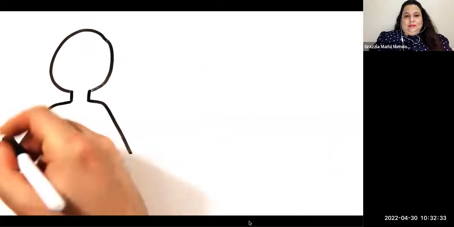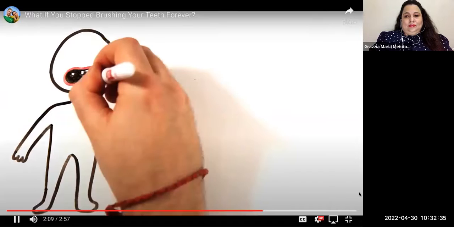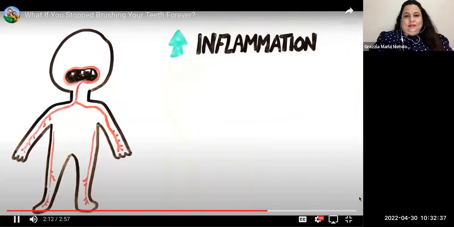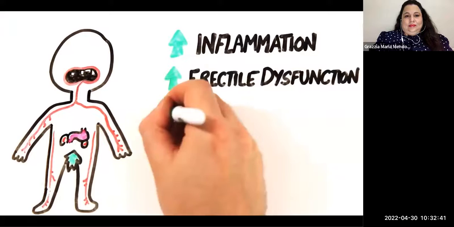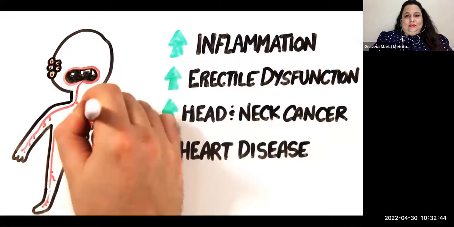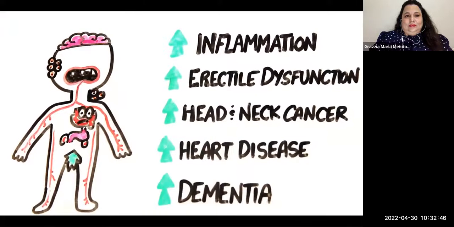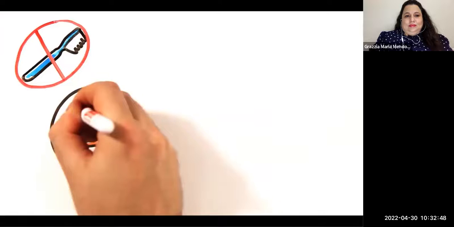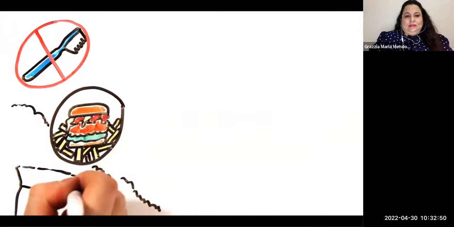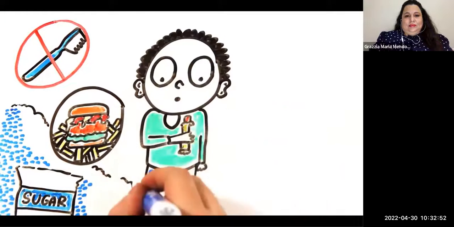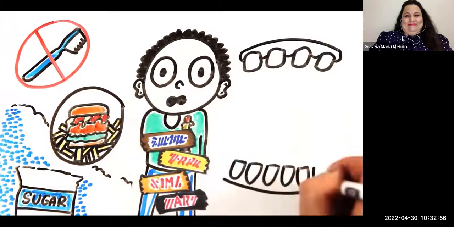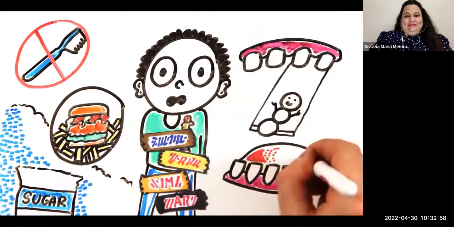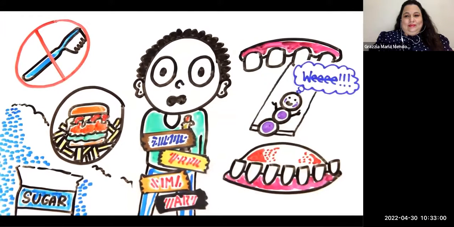Any longer, and the issues can spread beyond your mouth and into your blood, causing inflammation throughout your organs and increasing the likelihood of erectile dysfunction, head and neck cancer, chronic heart disease, and even dementia development. Combine your lack of brushing with a poor diet, high in processed foods, and especially sugar, which is much more common now than early Homo sapiens would have experienced, and you have a much more accelerated breeding ground for bacteria, putting your whole body's health at risk.